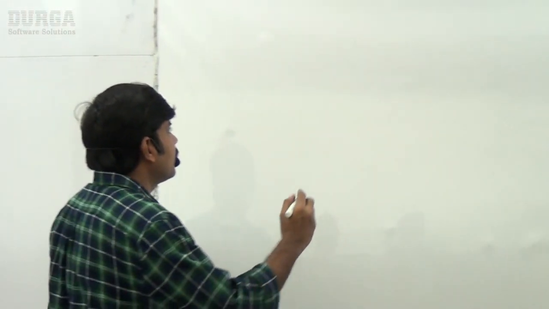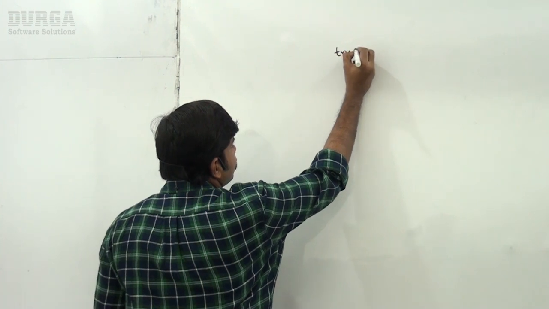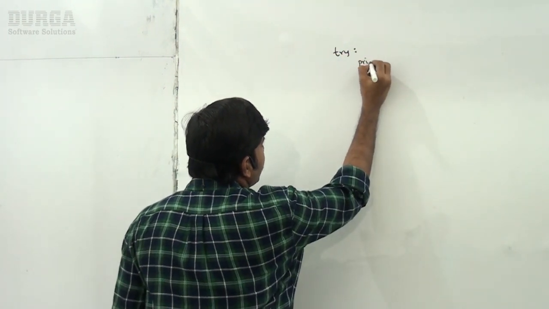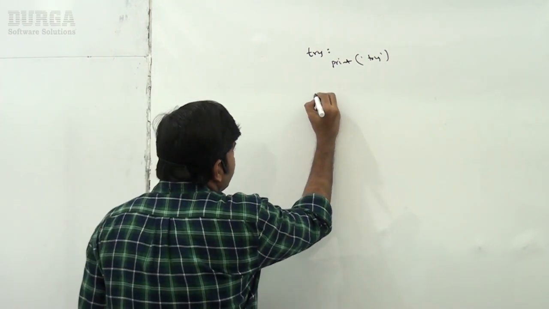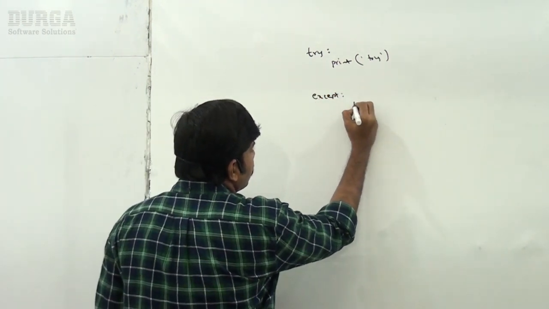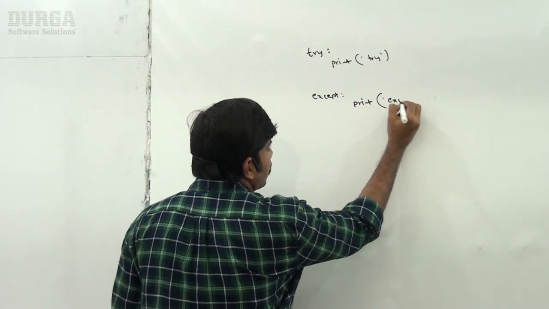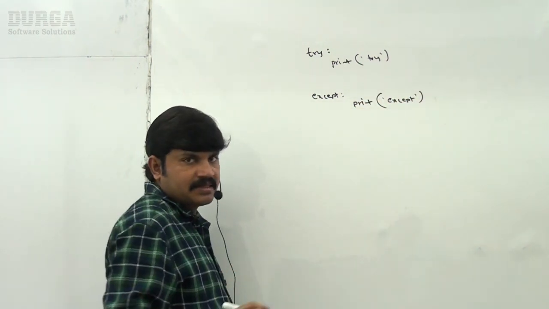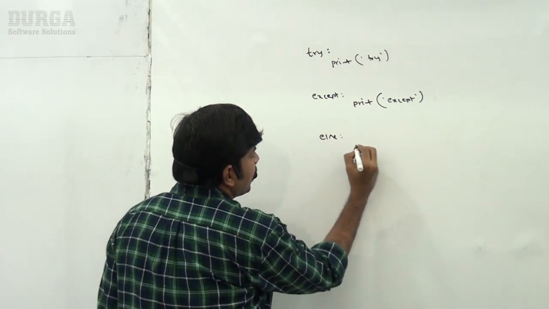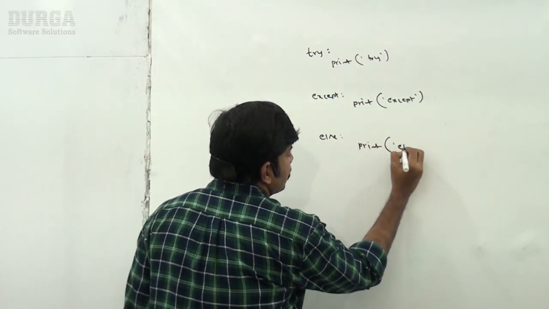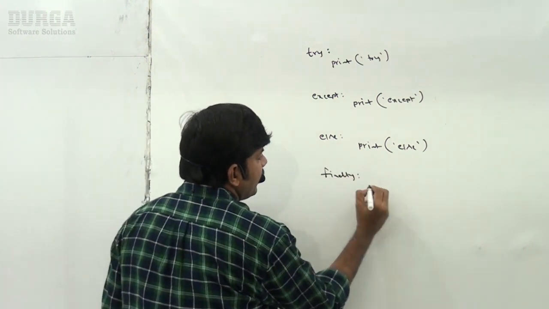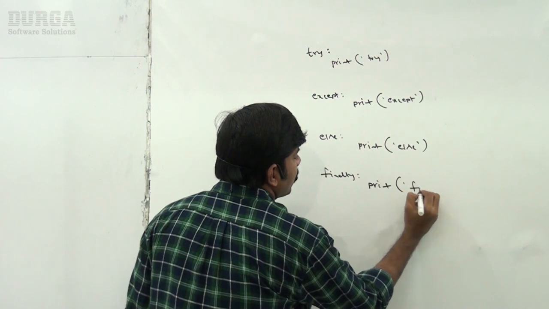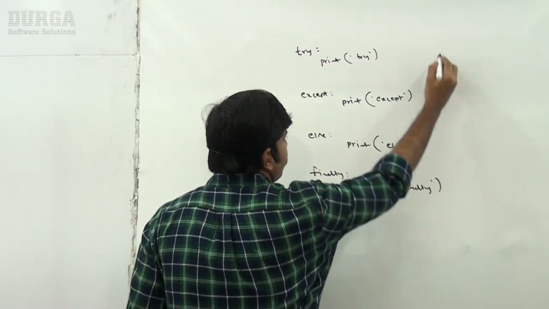Sir, now let me go for executable code. Observe carefully, sir. Here I am taking try block, print try block. Next except, print except block. Next else, print else block. Next finally, print finally block.